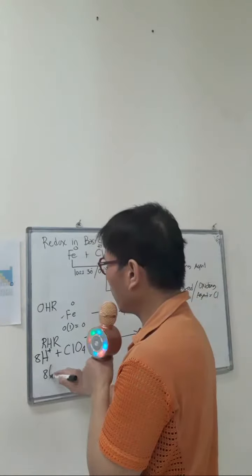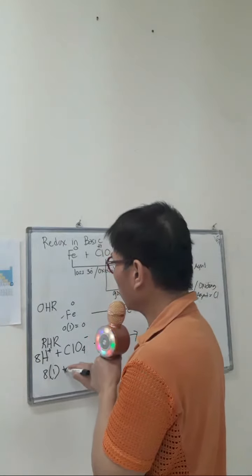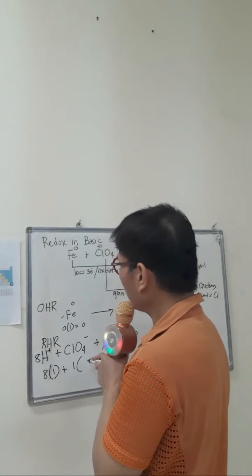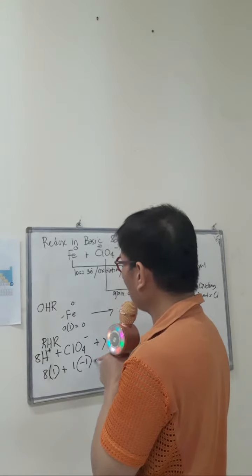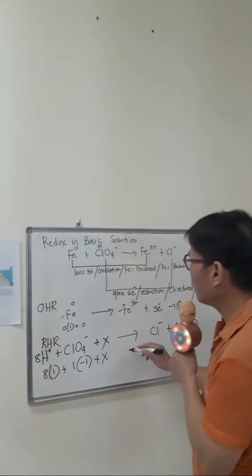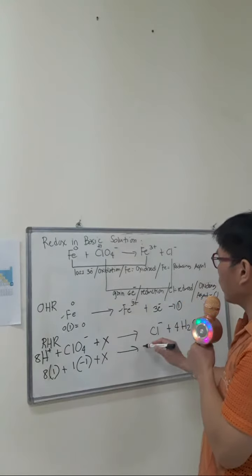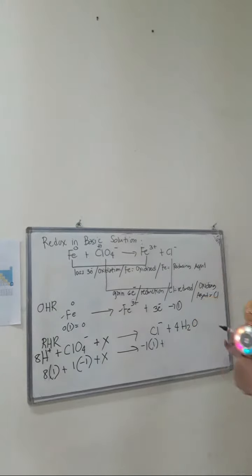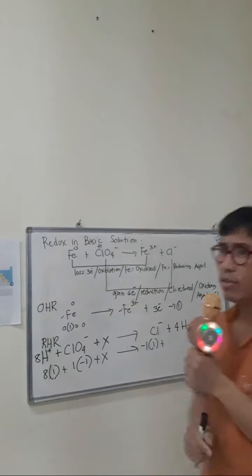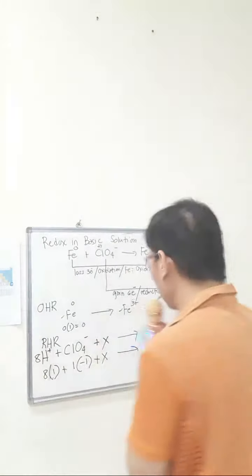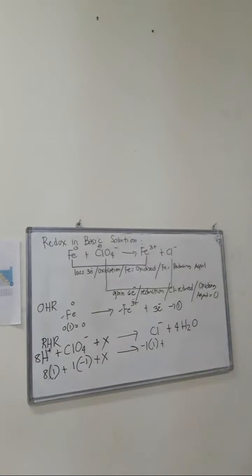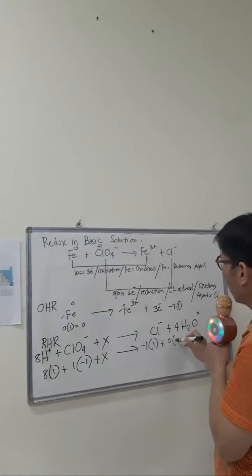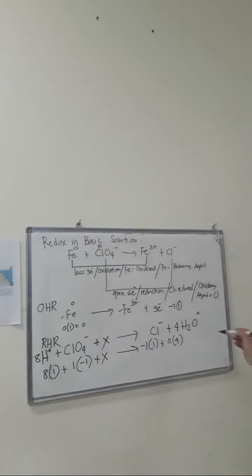8 for hydrogen times its oxidation state of plus 1, plus 1 mole of perchlorate times its charge of negative 1, plus X, is equal to negative 1 for chloride times 1 mole of chloride, plus the charge of water. The rule for water or any compound is 0, because a compound is a neutral substance. So 0 times 4 is simply 0.